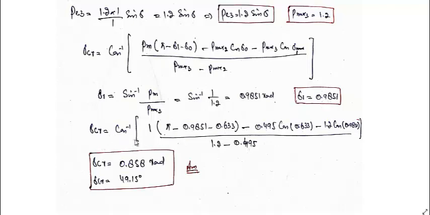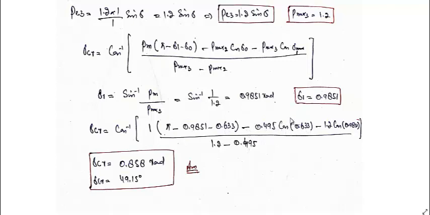So delta CR is equal to cos inverse of Pm, which is 1, times (pi minus delta 1). I have told you that whenever these angles are used without cos, sine or tan, they have to be in radians always, irrespective of the condition. So the angles should be in radians. That is why here, since there is no cos delta 1 or sine delta 1, we have to use them in radians. So this will be pi minus 0.958 minus 0.633 delta naught, minus 0.495 cos of this.